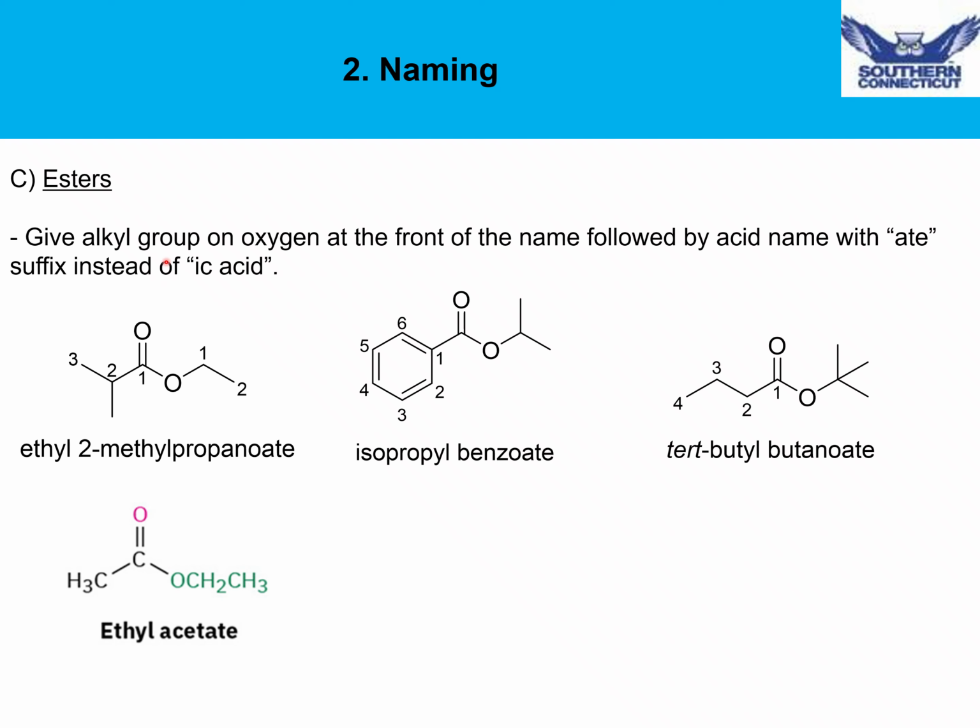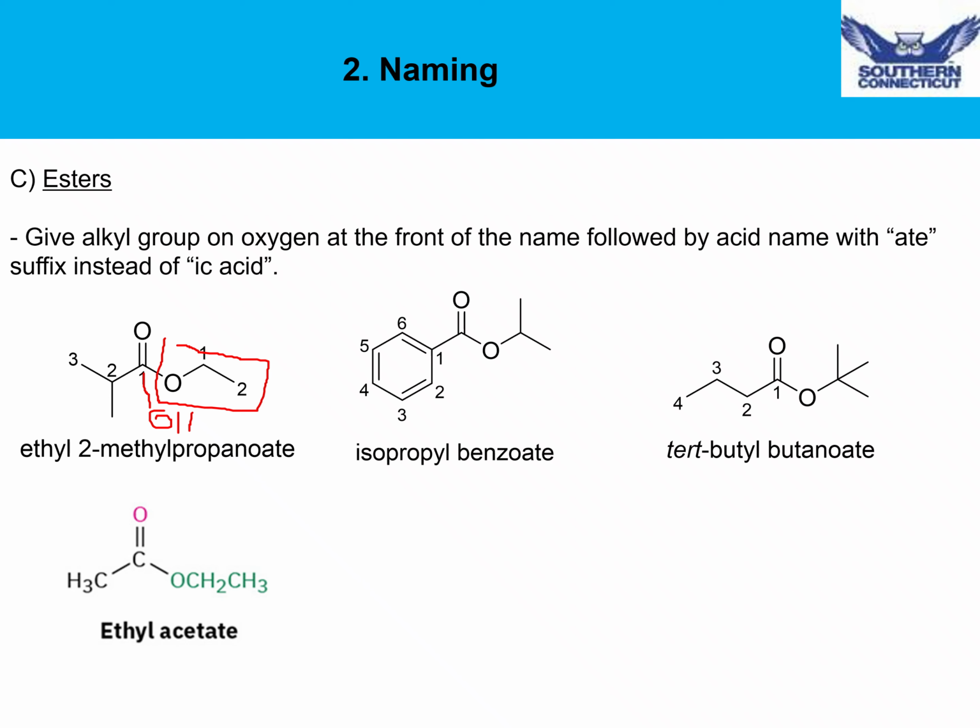In naming esters, we give the alkyl group that is attached to the oxygen of the ester in front of the name, followed by the suffix -ate, which replaces the suffix -ic acid from the carboxylic acid. As an example, if we think about which carboxylic acid this compound came from, we would have to ignore this part and put an OH here.